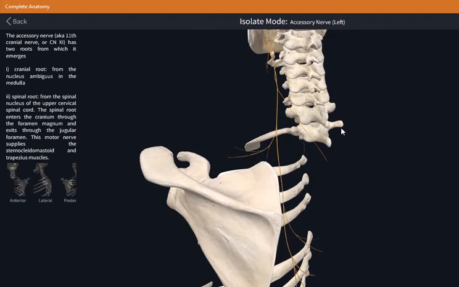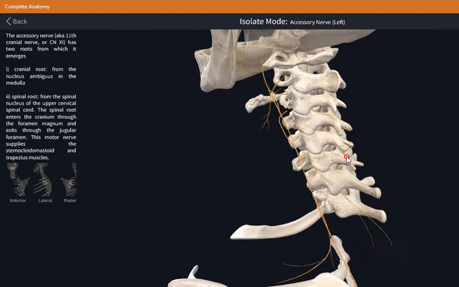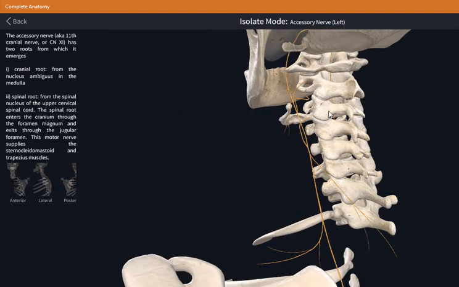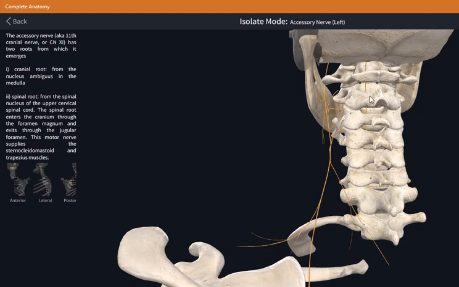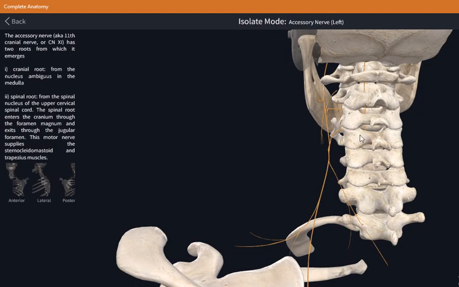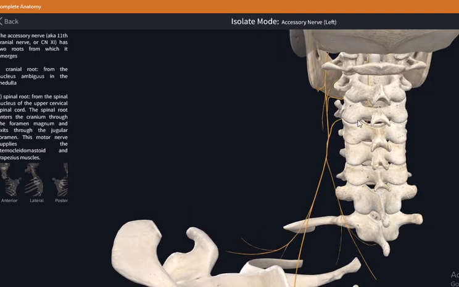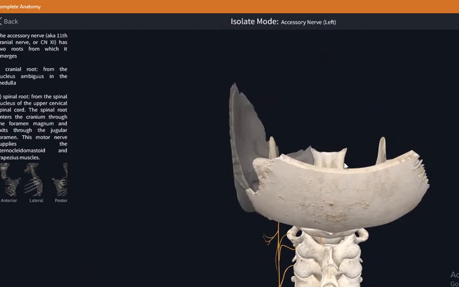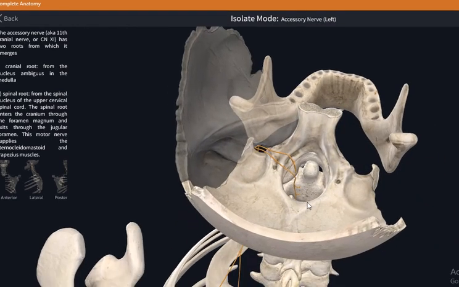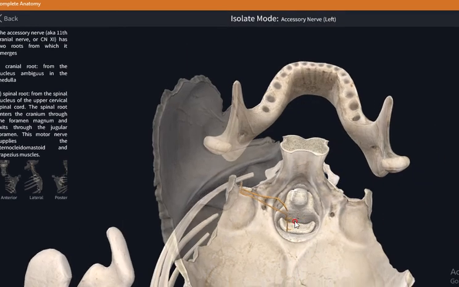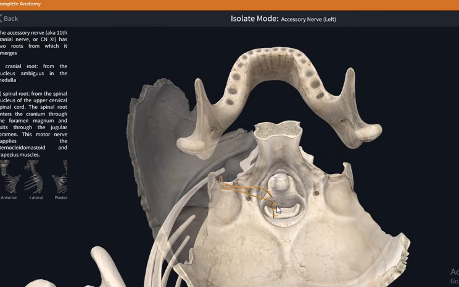So the origin of the accessory nerve is going to be inside. You see it's inside the bone. So this is the origin of the spinal accessory nerve. The spinal accessory nerve originates here, and as it originates there, it's going to move up into the head. So these are the different portions from C3 to C5 where it originates.